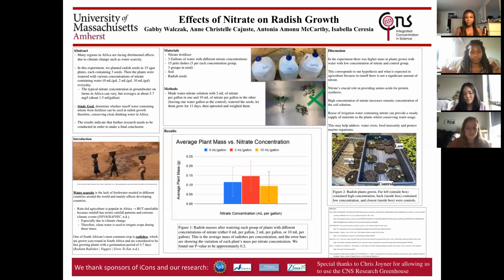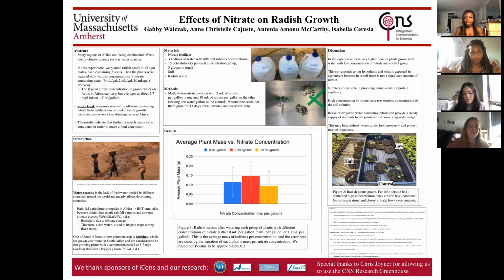For our materials, we had nitrate fertilizer, 3 gallons of water with different nitrate concentrations, 15 Petri dishes, 5 for each concentration group, 3 groups in total, soil and radish seeds. For our methods, we made 2 different gallons of water nitrate solutions, one with 2 milliliters of nitrate per gallon, and the other with 10 milliliters of nitrate per gallon, leaving 1 gallon as the control.